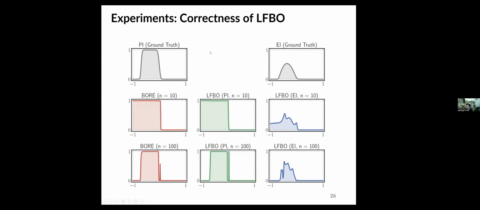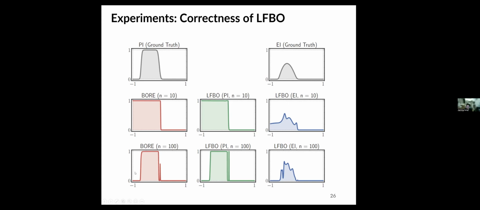So here we computed analytically. So they are the ground truths. And on this diagram, you can see the behaviors of the BO, which is the classifier, the LFBO, which is our approach associated with the probability of improvement, and LFBO, which is associated with the expected improvement.